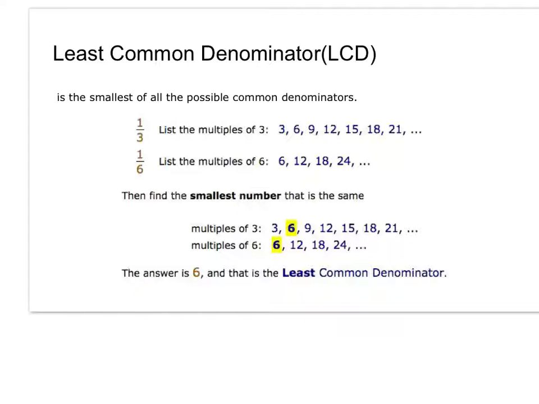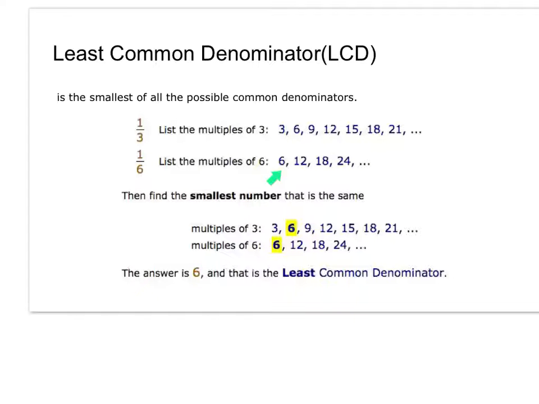In order to find your least common denominator, you need to find the multiples of your denominators. So if I have 1/3, I need to list all the multiples of 3. The multiples of 3 are 3, 6, 9, 12, 15, 18, 21, and so forth. All the numbers that you get when you multiply 3 by another number.